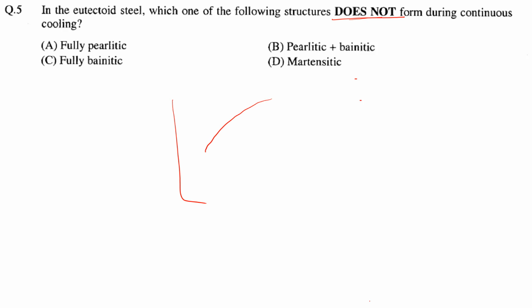If you see the CCT graph, it is like this, right? So here fully pearlitic, yes, it can form. Then pearlite plus bainitic, it can also form, like some amount of bainite can be formed, but it is not that fully bainite will form, right? So this is the correct option, which is not going to form, like fully bainitic is not going to form. Yes, martensite can also form. So this is the answer.